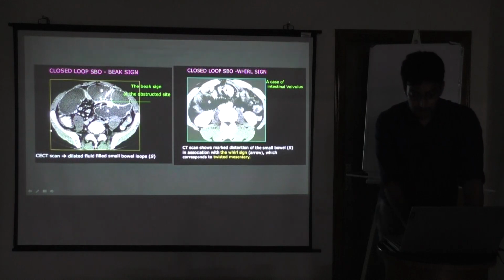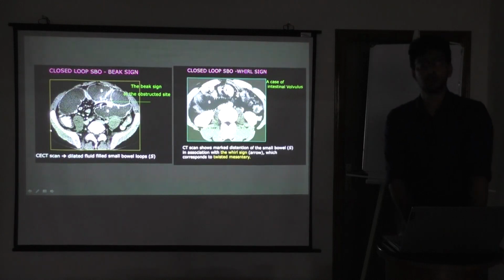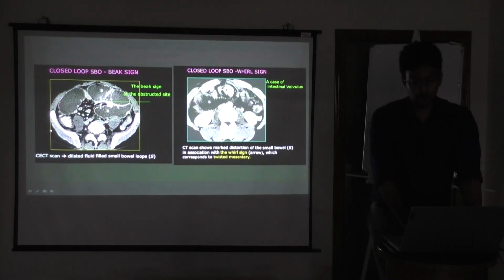So in this case you can see again there's something called the whorl sign. Like I said, when you give an IV contrast, usually the mesentery should be with the fat. So it should not be this grayish, fat should be something like, this is air, so it's lighter black than this. But this is getting hyper enhanced. That is because of the congestion. So that indicates something is wrong with the mesentery. Most commonly it is twisting of the mesentery, which is called the whorl sign.